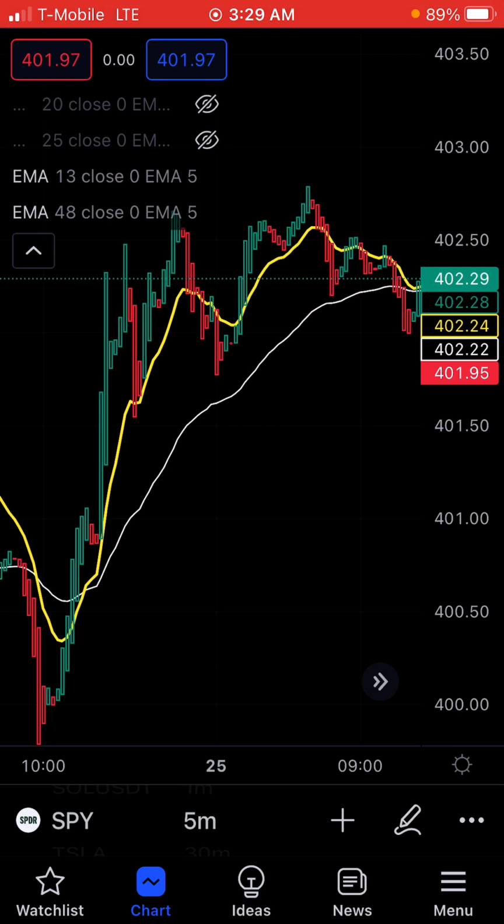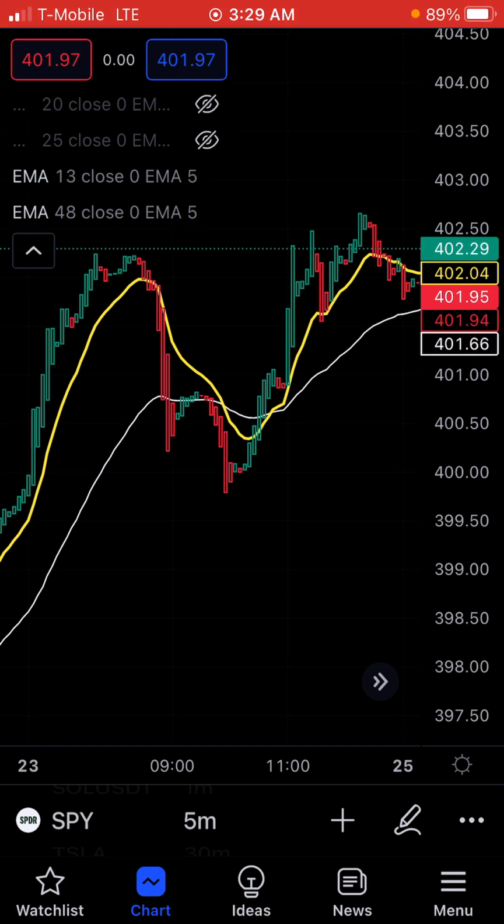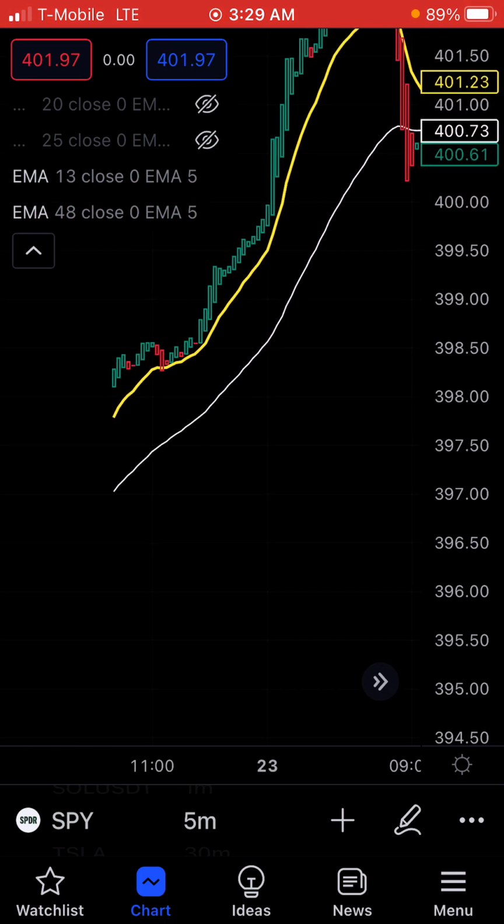So all you need is the 4 EMAs. If you don't want to do the Pro membership, you're going to have to keep switching. You're going to have to switch from 1348, and then draw your horizontal line, and then switch to 2025. So let's see a moment when they cross again.